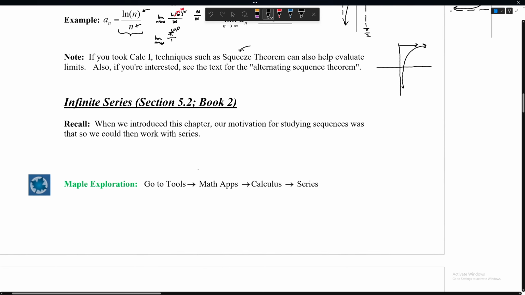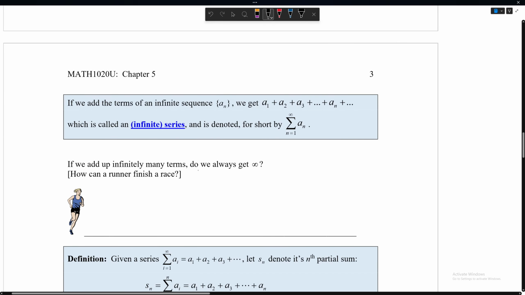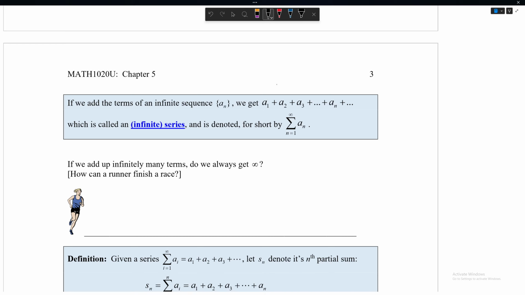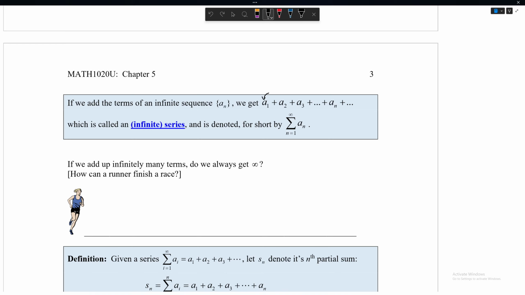So when we introduced this chapter, our motivation for studying sequences was so that we could work with series. And now we're going to start with a series. What is a series? We said a sequence is a bunch of numbers, or a sequence of functions. A series is when you take this sequence and add the terms together. As you can see, this is the sum; we're adding them together as an infinite series. So what is an infinite series here? If we add up infinitely many terms, do we always get infinity?